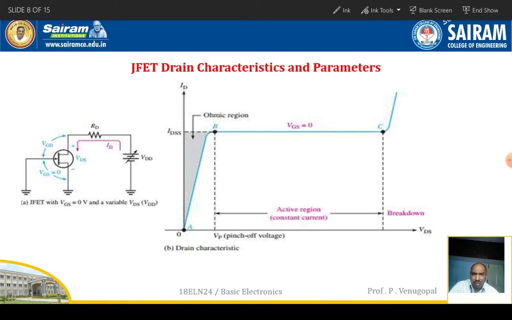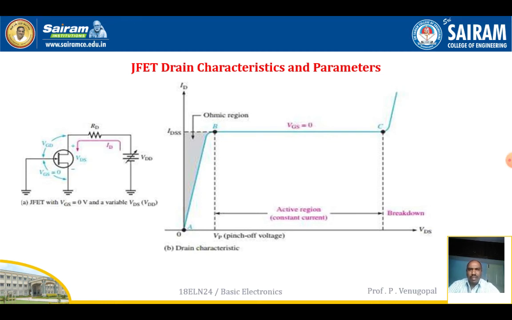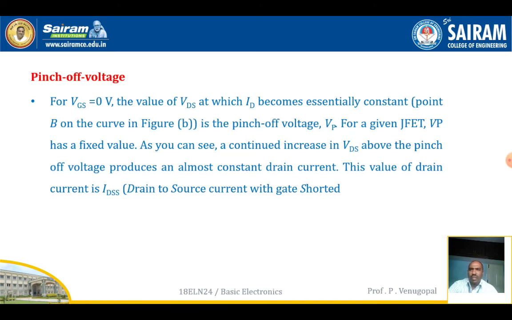Once the voltage crosses point C, the current increases rapidly, that breaks the JFET device. The same explanation is given here also. This pinch-off voltage and the breakdown voltage are the important parameters of the JFET.